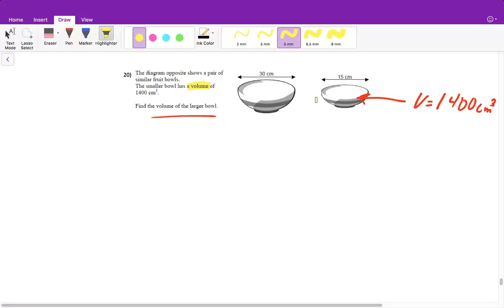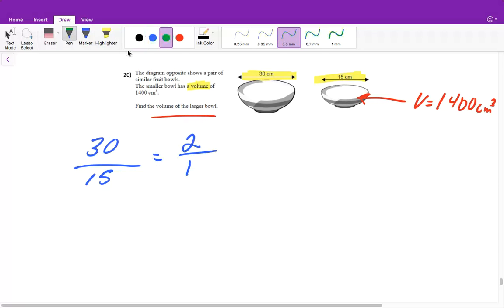Well, what we need to do first is identify the size. So it's giving us the width of each bowl. And we know that they're similar. So we can go ahead and create a similarity ratio. And it doesn't matter if you go bigger to smaller or vice versa, but I'm going to go 30 to 15. So I'm going from the bigger bowl to the smaller. This reduces to 2/1.